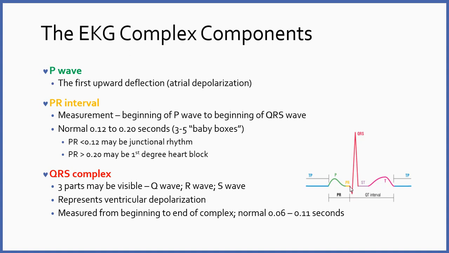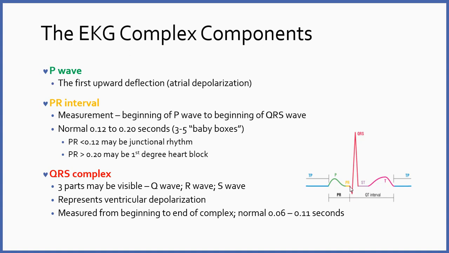What happens if the PR interval is not within normal range? If the PR is shorter than expected, and that's less than 0.12 seconds, then it's most likely that the patient is in a junctional rhythm, and it's typical also that we see that the P wave is inverted, is upside down. And that happens because, remember, if the SA node fails, then our next fail-safe is that junctional tissue at the AV node.